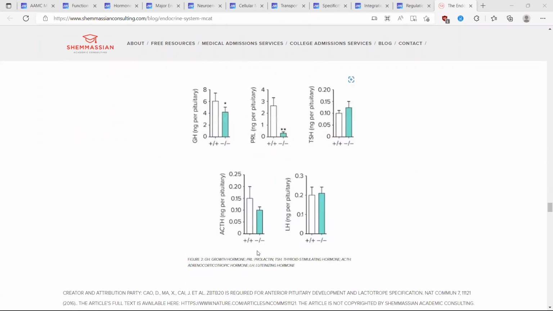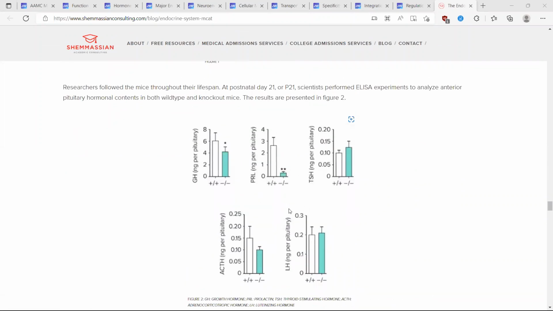Oh, okay, so they do have here what we're looking at. Growth hormone, adrenocorticotropic hormone is about the same. LH is about the same. So even though this one looks smaller than this one, you have to pay attention to if they have the significance asterisk. There is no significance asterisk here. So you cannot say that these are significantly different.